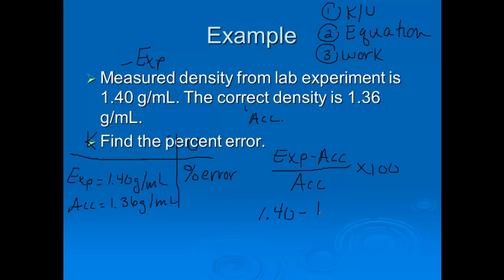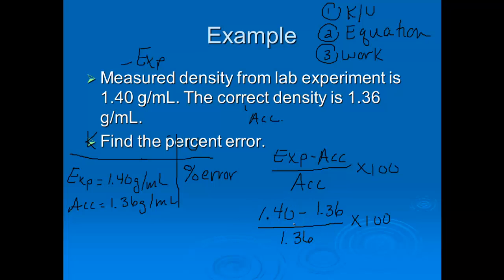So 1.40 minus 1.36 over 1.36 times 100. Now, I want everyone to get their calculator out because I guarantee that some of you will make a mistake when you do this on your calculator.